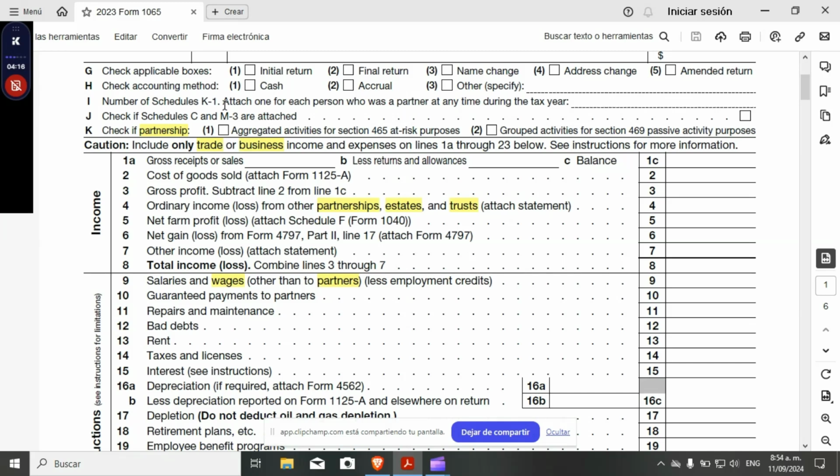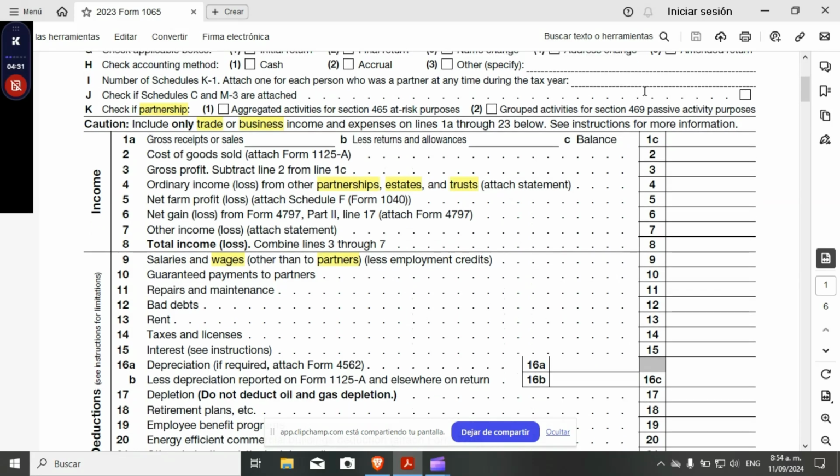Number of Schedule K-1s attached. You have to attach one for each partner during the tax year, even though again you aren't really a partnership. For this final filing, you have to do this. So you'd put whether it's one partner, two partners, three partners, you would put that there. Check if Schedule C and M-3 are attached. You leave that blank. K, leave that blank as well.